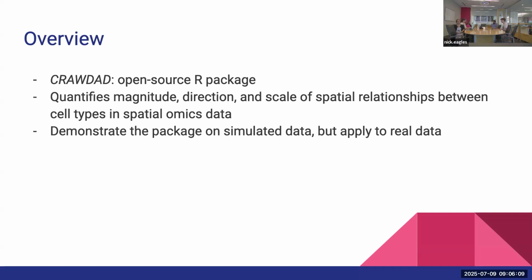I think that's one of the big points here, that they make a point to say that in order to define a spatial relationship, you have to first define the spatial scale at which they occur. I'll get more into that when we cover some of the figures. They first introduce this package on simulated data just to explain how it works, but then they go on to apply it to a bunch of different real data sets with different spatial technologies.